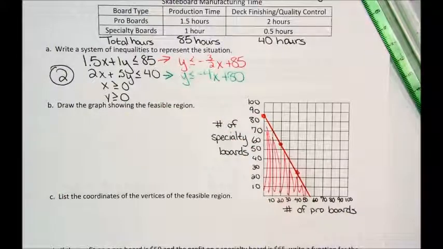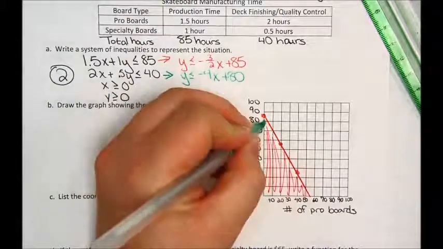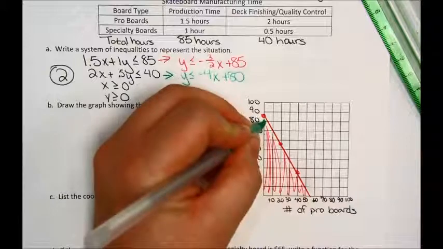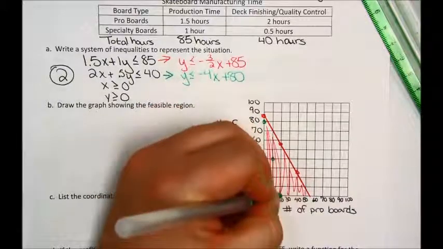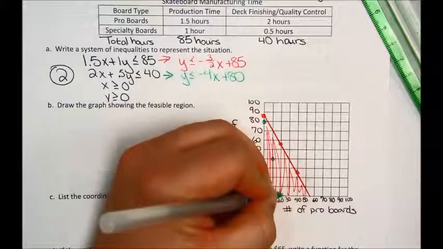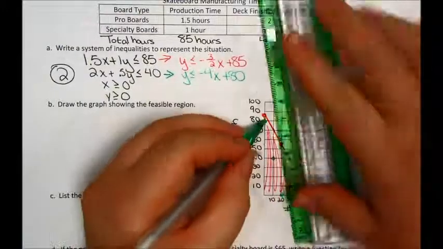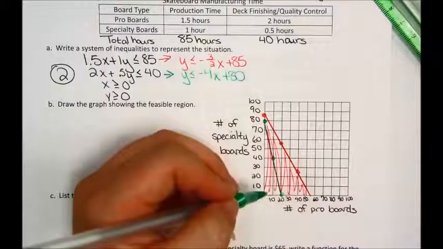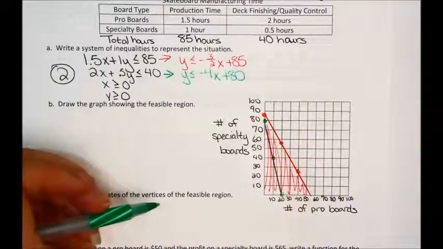The green equation has a y-intercept of 80, so I'm going to go up 80 and put a dot. The slope is negative 4, so I'm going to count down 4, right 1. Since it's equal to, I'm going to use a solid line to connect my dots. Y is less than, so I'm also going to shade down.